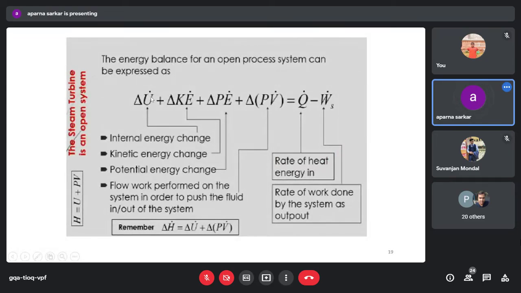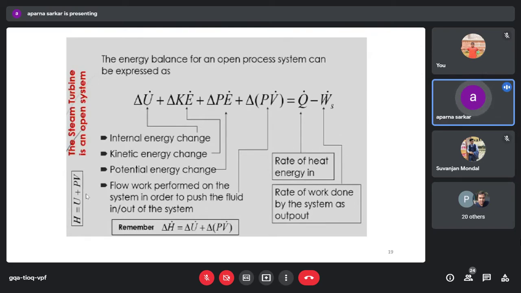Now this del U plus del PV, that we can write as del H. So del H is equal to del U plus del PV, and this del H is the enthalpy of a system. That is, del H means enthalpy change, and H is equal to U plus PV. So what is enthalpy? Later we will study what is enthalpy.